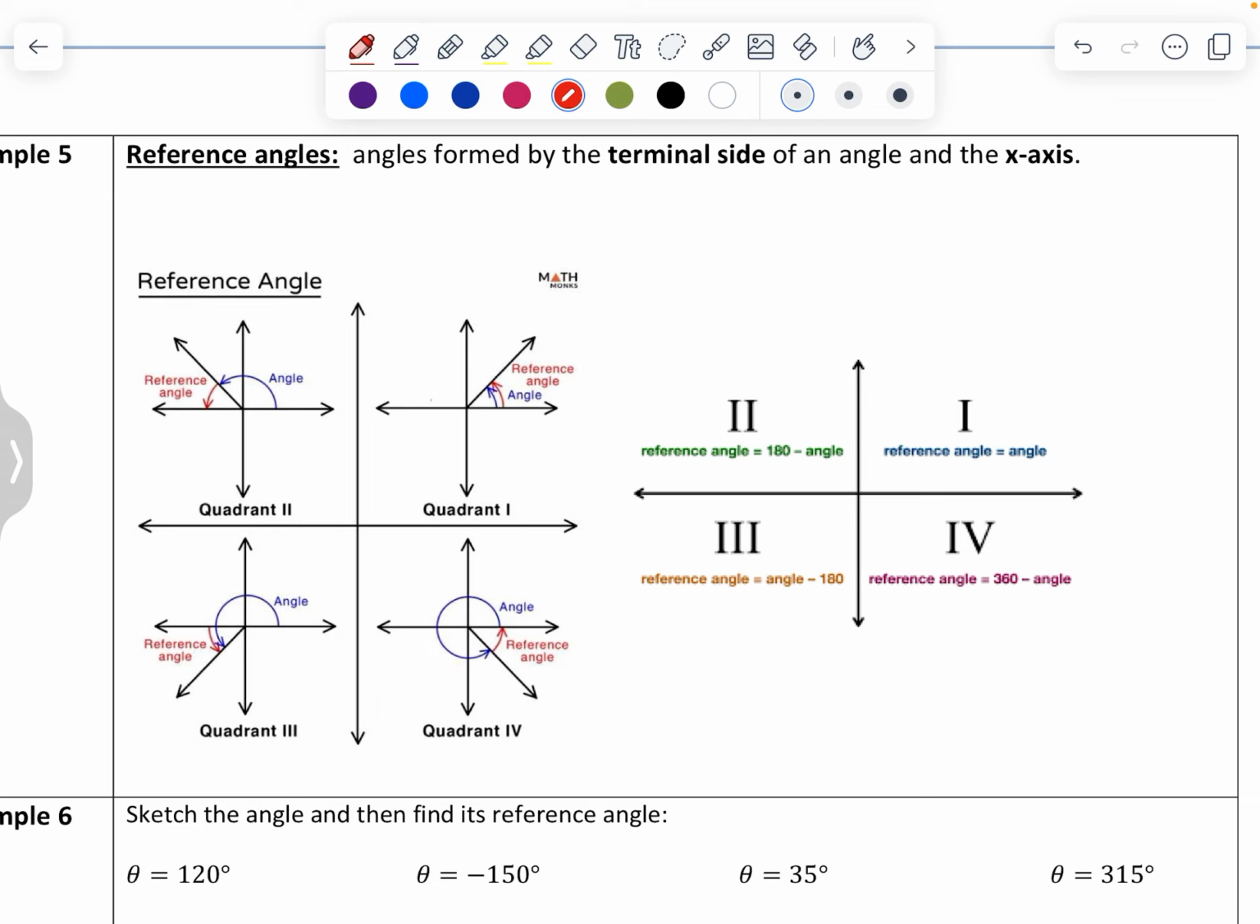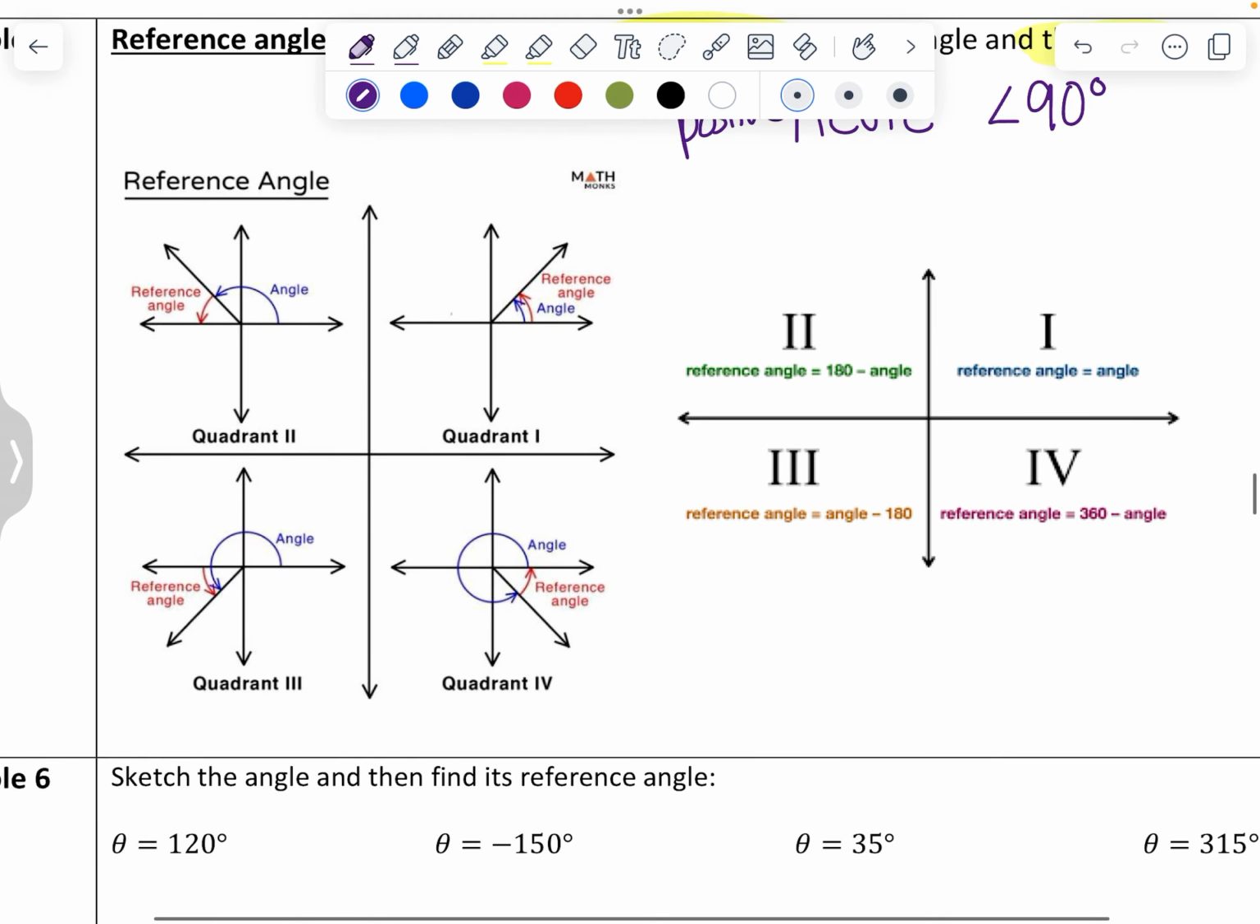Reference angles are going to be formed by the terminal side and the x-axis. They are always positive and they are always acute, which means that they are less than 90 degrees. So in the first quadrant, you can see you have your original angle in blue formed by the positive x-axis and the terminal side, and the reference angle would be the same because it goes back to the x-axis.